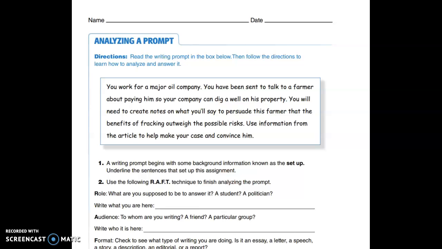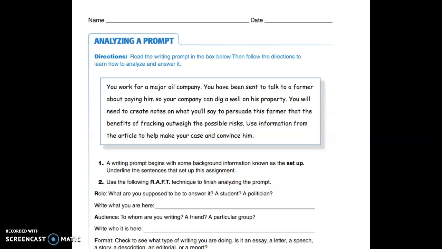So you're going to read this prompt. You work for a major oil company. You've been sent to talk to a farmer about paying him so your company can dig a well on his property. You will need to create notes on what you'll say to persuade this farmer that the benefits of fracking outweigh the possible risks. Use information from the article to help make your case and convince him.